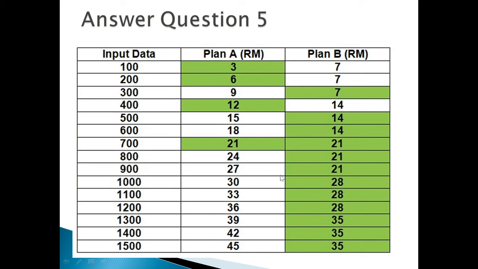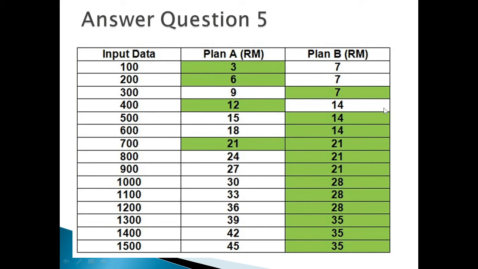So Pak Amit needs to pay 21 ringgit, as for 700 also he needs to pay 21 ringgit. So only this part will be equal. Other than that, plan B is cheaper. When we compare the price, let's say for 1500 megabyte data, plan A is 45 ringgit, but plan B is much cheaper, where he only pays 35 ringgit.